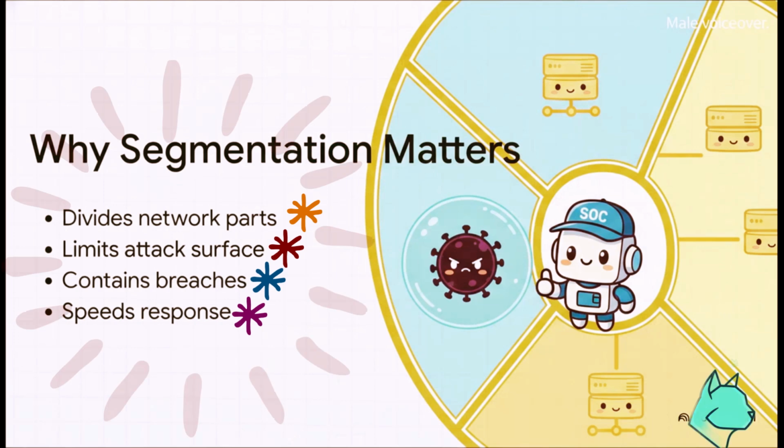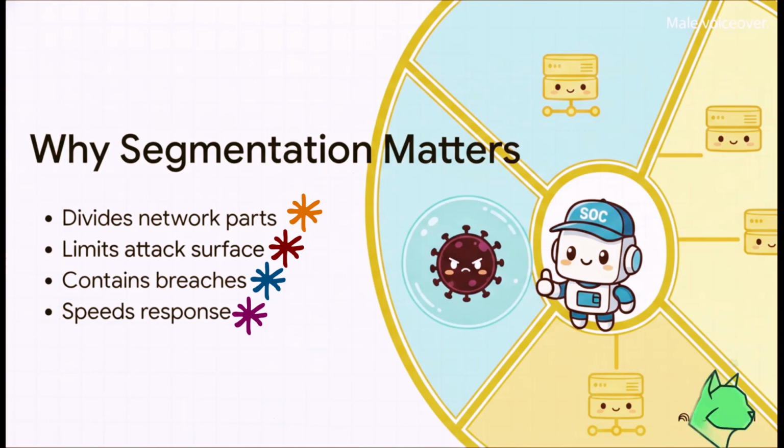This is precisely why these principles matter so much in the real world. SOC analysts rely heavily on network segmentation. By dividing the network, whether physically with hardware or logically with VLANs, they dramatically limit the attack surface, contain breaches effectively, and make incident response way more efficient. Ultimately, this proper organization allows analysts to quickly isolate compromised systems and protect an organization's most critical assets.